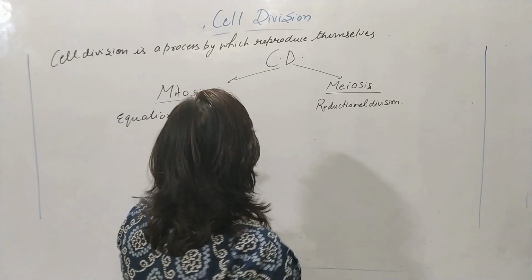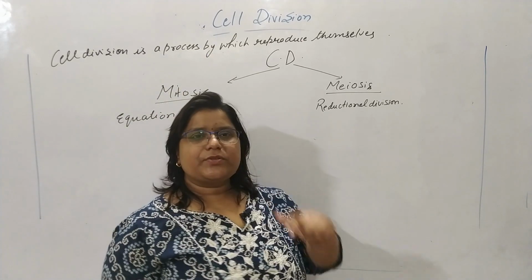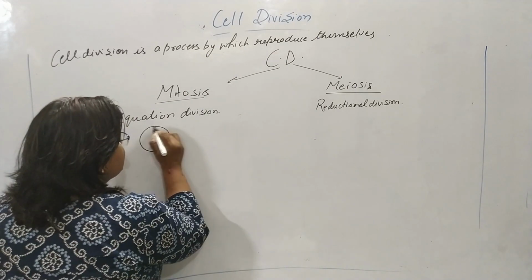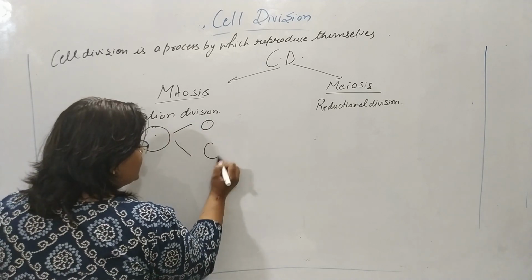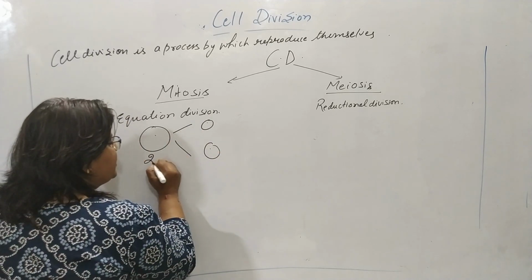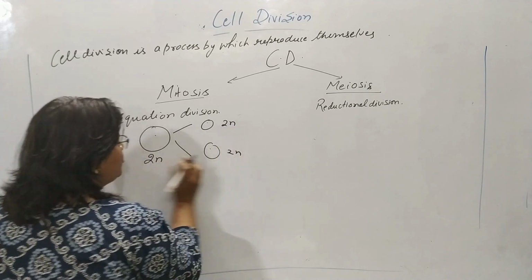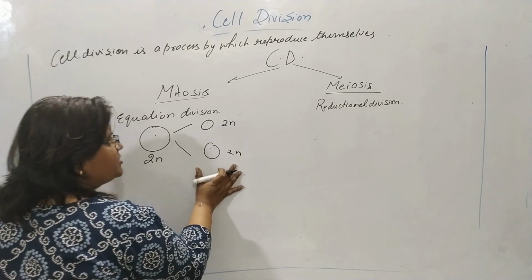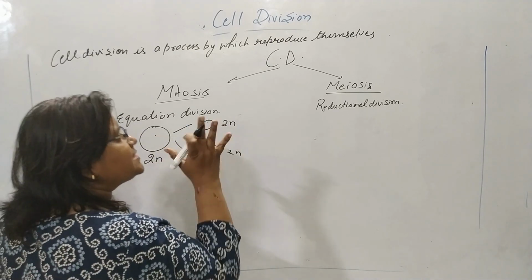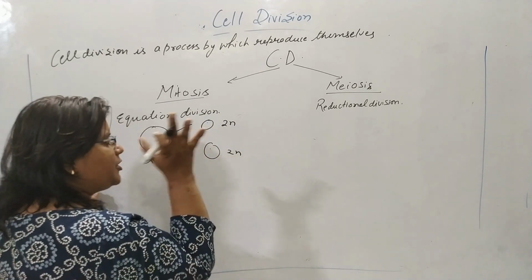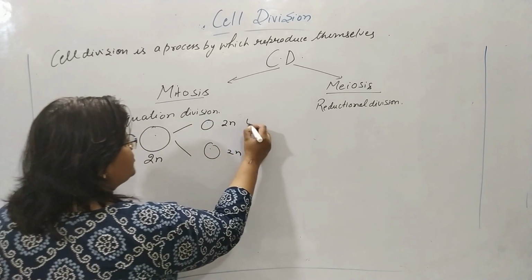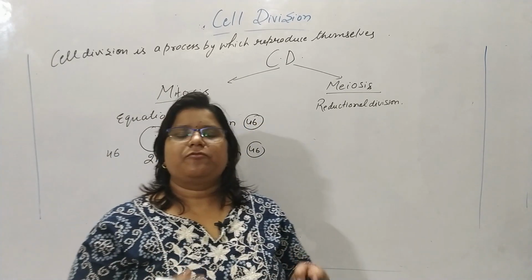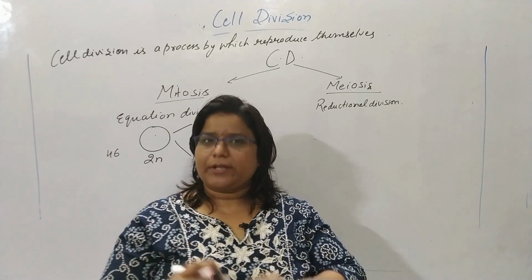So mitosis is known as the equational division, whereas meiosis is known as the reductional division. Why is it named so? Because when one cell divides into other cells, the chromosome number remains the same. If the chromosome number is 2n, the daughter cells formed after division have the same chromosome number. In the human cell there are 46 chromosomes, so after mitosis the same 46 chromosomes remain in both daughter cells.